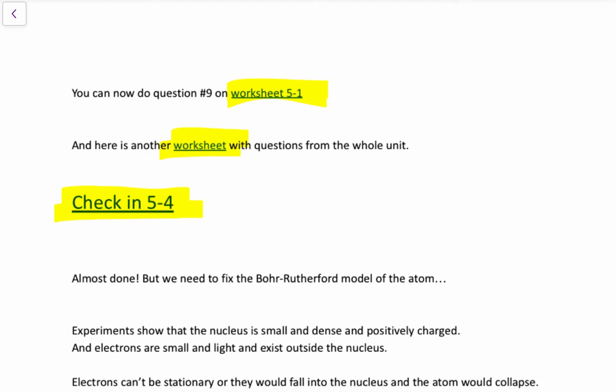We got to backtrack, and earlier on, when we started quantum, I said one of the instances was that the Bohr-Rutherford model can't be right. I don't want to leave you hanging. We got to come back and fix the Bohr-Rutherford model.